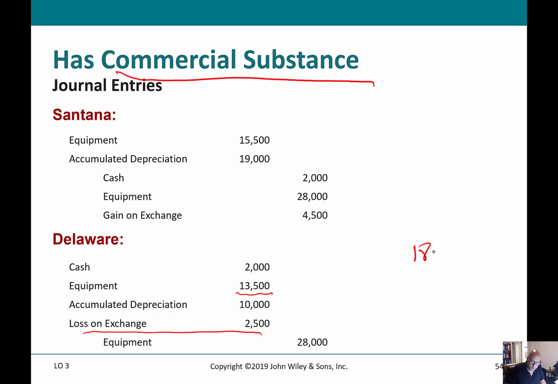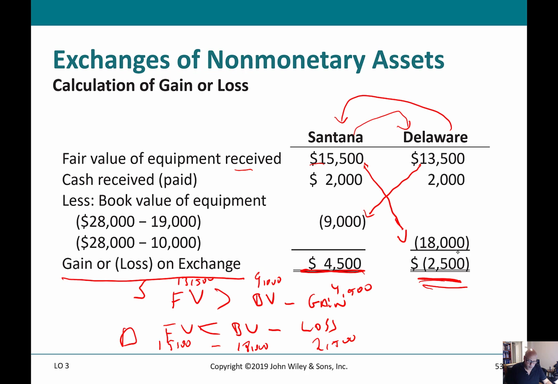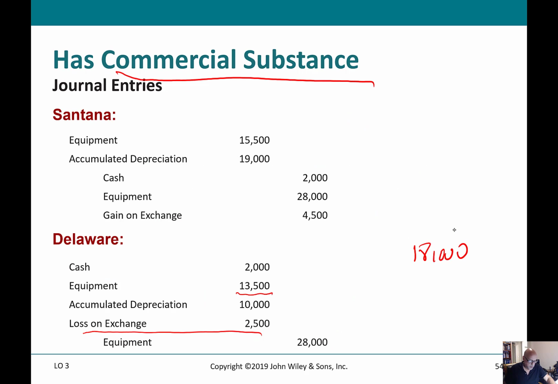So the book value was $18,000 for that equipment. Just go back again, make sure we're sure. Delaware had the loss. The book value of their equipment was 18, so they had 18,000 that they gave up. Now, this is the situation where you have to look at it a little bit differently. They turn some of that 18,000 into what?